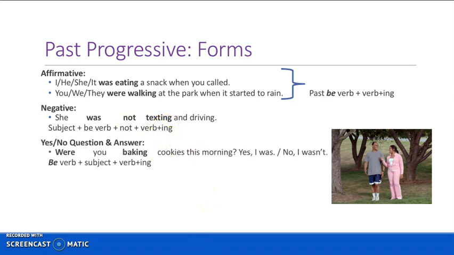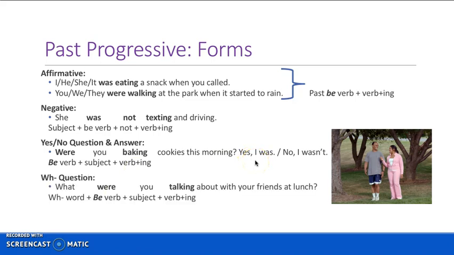Yes or no question and answer. Were you baking cookies this morning? So we have the be verb, the helping verb, the subject, and the verb with the ing ending. The answer, yes, I was, or no, I wasn't. And the subject could change.